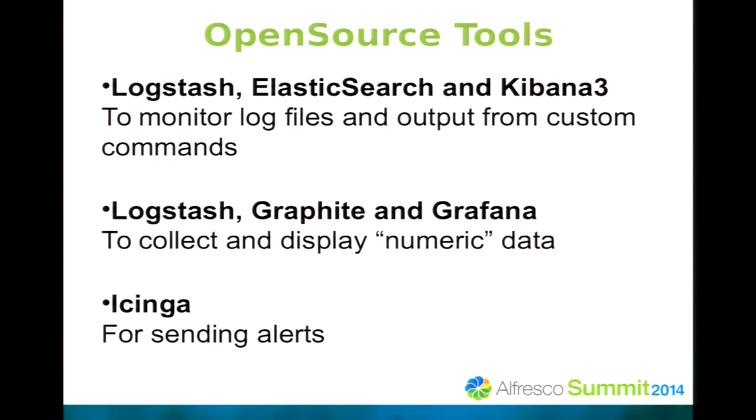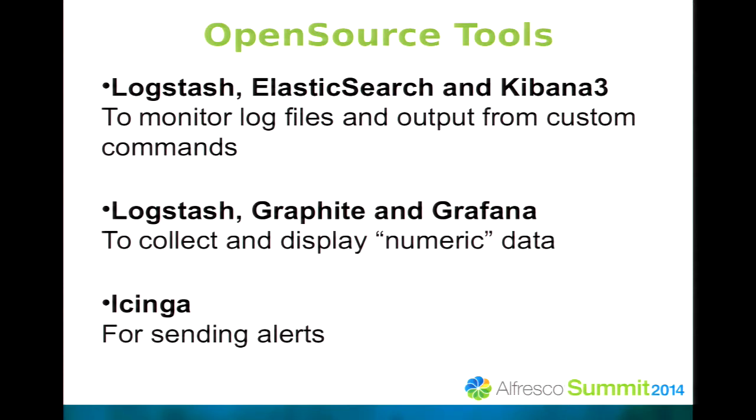Elasticsearch is a Lucene server. So what it's going to do is index the log files. It's going to index the output from the commands that we send to it, and store it into a Lucene or Solr search engine. And we are going to use Kibana 3 as the front end to display the data, to query the data, and to see all the nodes at once. So that's the first tool we are going to use.